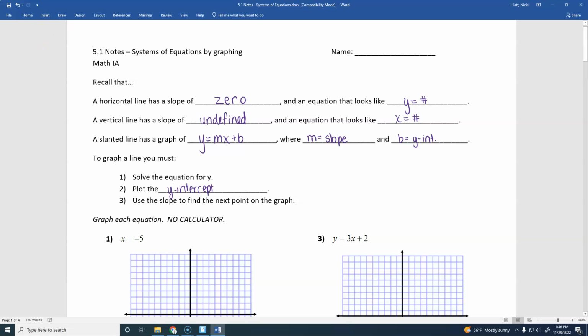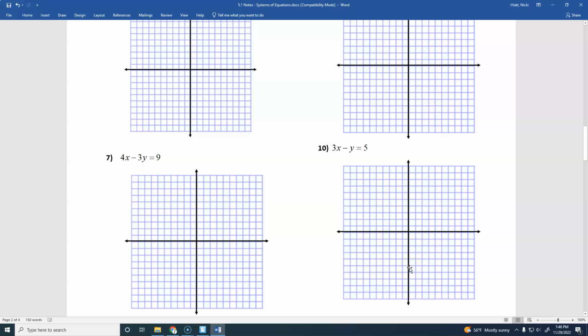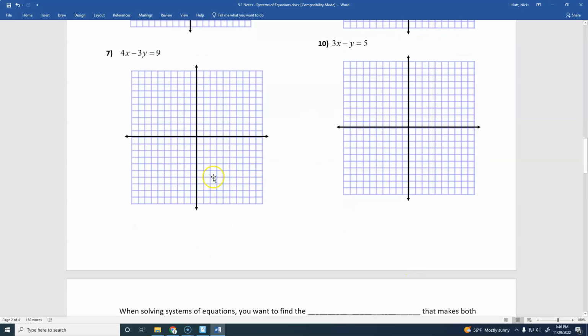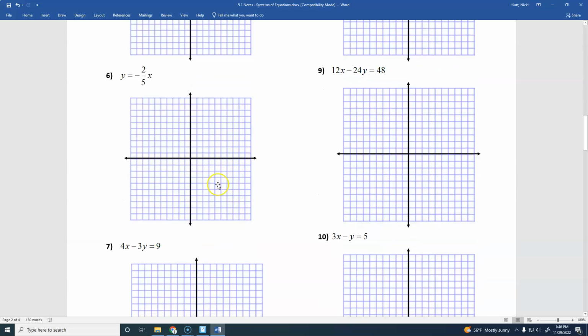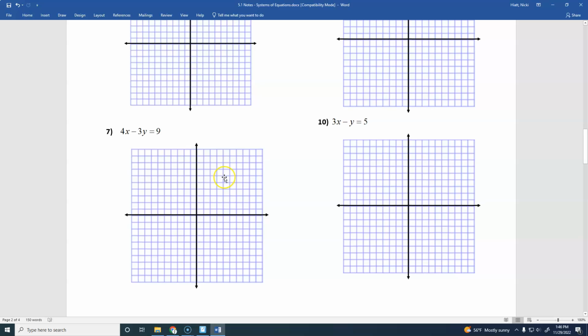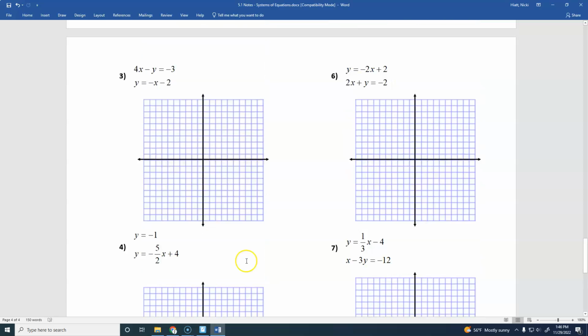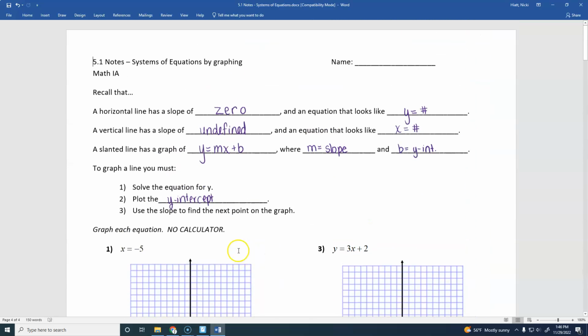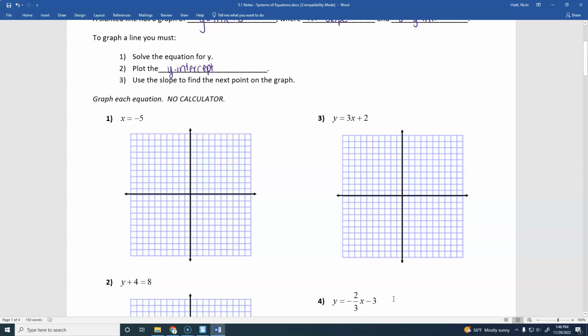So whenever you get done with your quiz, you are going to graph these 10 lines right here. This is sort of like a little bit of a review. You should be good at it because it's very similar to the inequalities that we've been doing. And then once everybody is done with the quiz, we're going to pick up looking at systems of equations, which is going to be the next part there. So this is just a little bit of review that you're going to do, number 1 through 10, once you finish your quiz. Okay, any questions?